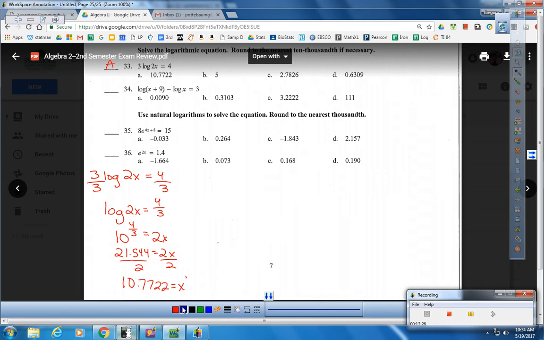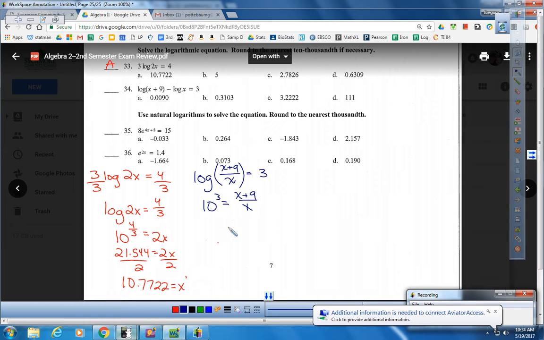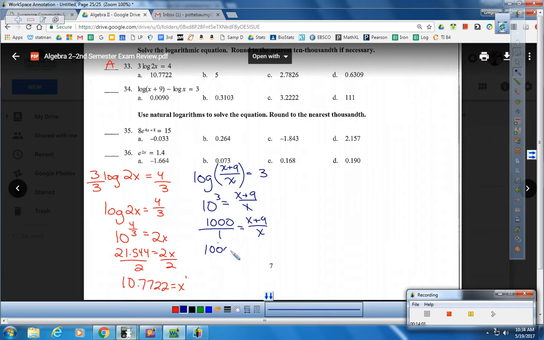34, we're going to put together, remember we put subtraction together by making it division. So this is the same as saying the log of x plus 9 over x is equal to 3. And then rewrite it as an exponent. 10 to the 3rd power equals x plus 9 over x. So that means 1,000, and I'm going to put that over 1 equals x plus 9 over x. So I can cross multiply: 1,000x equals x plus 9.